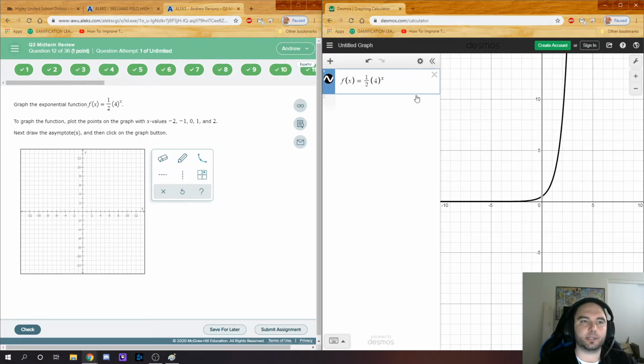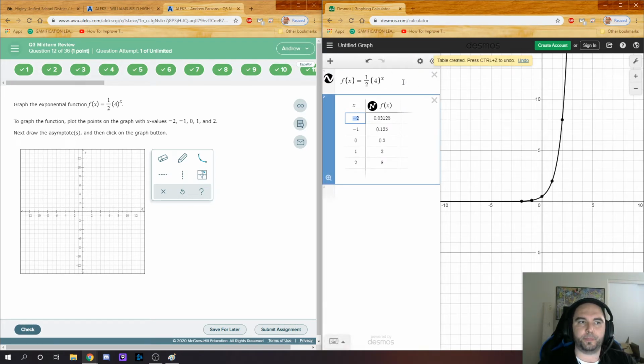Now here's the deal. To get those points on Alex, you'll do what I did earlier with the table. Make this graph into a table, and you'll see the 5 points, and those are exactly what they want. They want -2, -1, 0, 1, and 2. Ta-da!